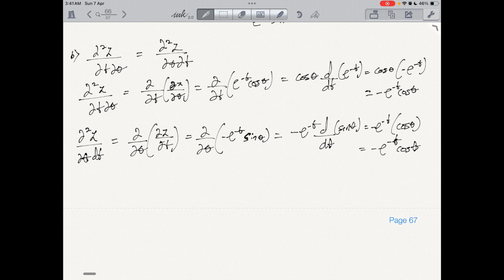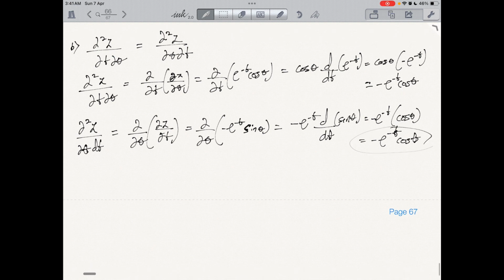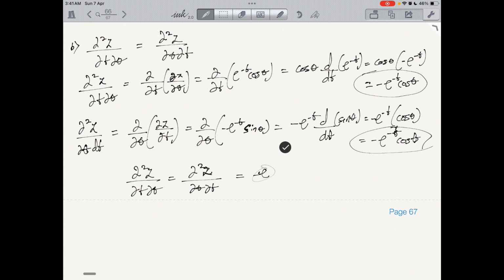Now we can see that the answer here and the answer here are the same. Therefore, d square z/dt d theta is equal to d square z/d theta dt, and this is minus exponential minus t cos theta.